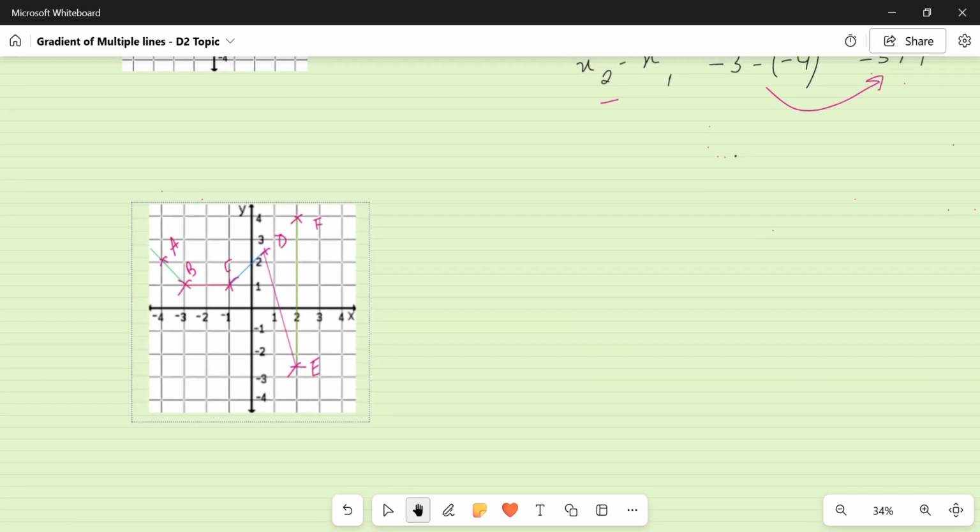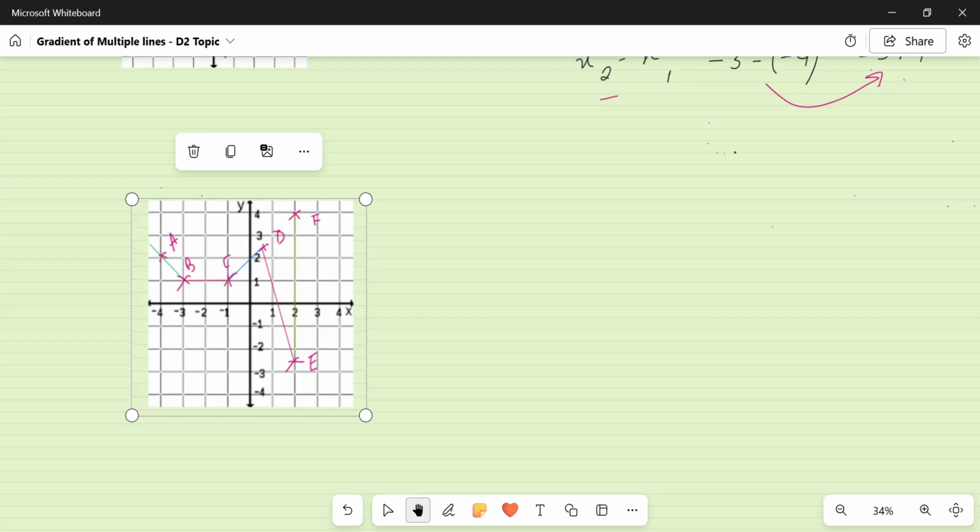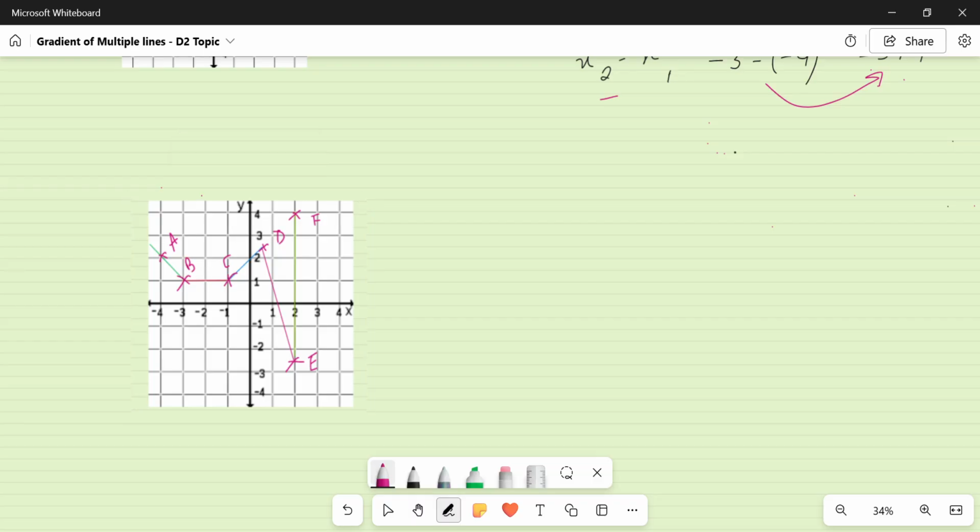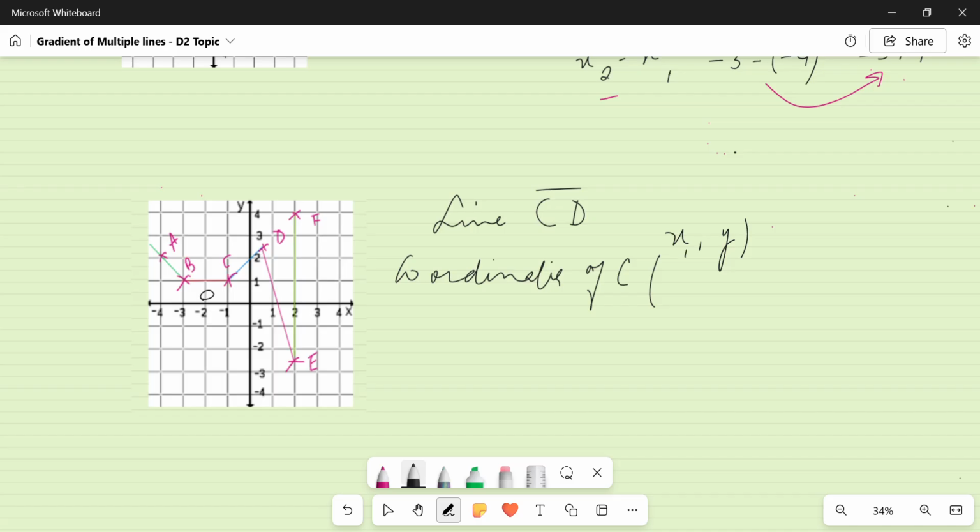Okay, I hope that you can see this graph clearly, right? Okay, fine. Now the CD, right? B and C, I already told you the gradient is 0 here. Now line C and D, right? The coordinates of C. So we need 2 points, x-axis and y-axis. Okay? So we can say this is x1 and y1, right?